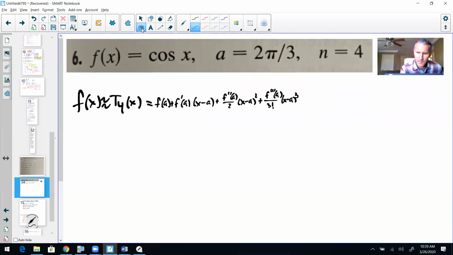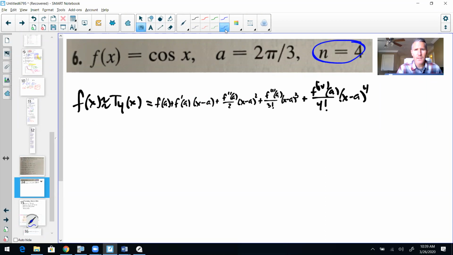And I'll say plus the 4th derivative of f evaluated at a over 4 factorial times (x minus a) to the 4th. Again, this n value is what degree they want me to go to. So another way to say this is find the 4th degree Taylor polynomial. So that's what I've got going on, the 4th degree Taylor polynomial.